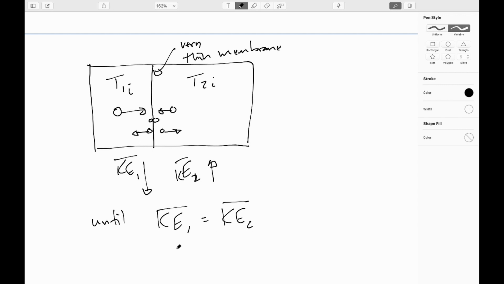But at that point, this would be saying that T1 final equals T2 final, because the temperatures are proportional to the average kinetic energies. So this is what's going on with the zeroth law. The atoms interact, the one with more kinetic energy gives to the one with less, and this continues until the average atom in each sample has the same amount of kinetic energy.